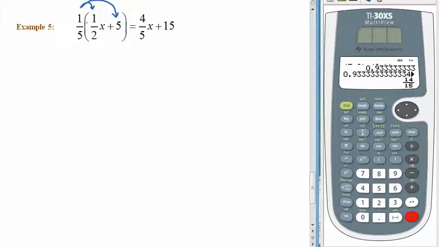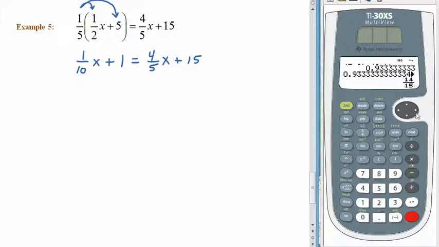We need 1/5 multiplied by 1/2. That's a really easy multiplication. We know that that's 1/10. Don't forget the x. And then we need 1/5 multiplied by 5, and that is just 1. So now we have 4/5 of an x plus 15.